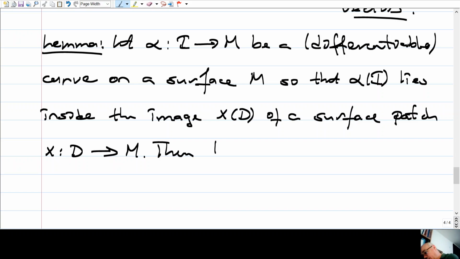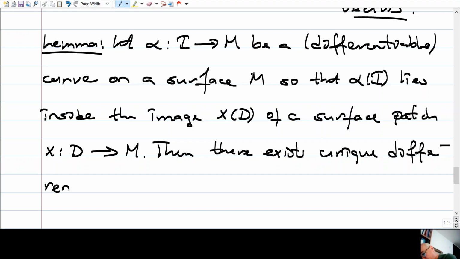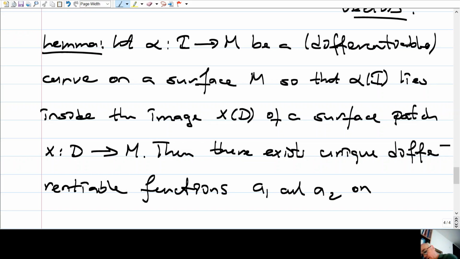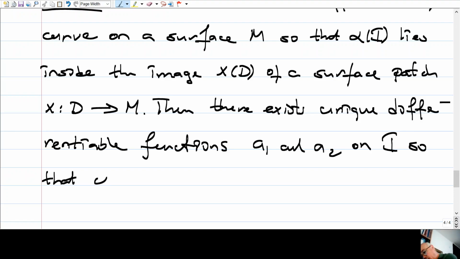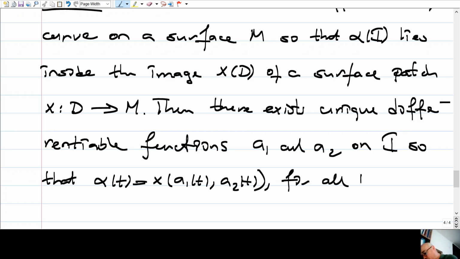Then there exist unique differentiable functions a1 and a2 on I so that our curve on the surface is given like this in the parameterization or surface patch x, for all t in I.